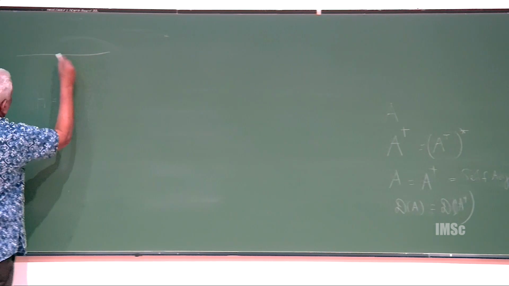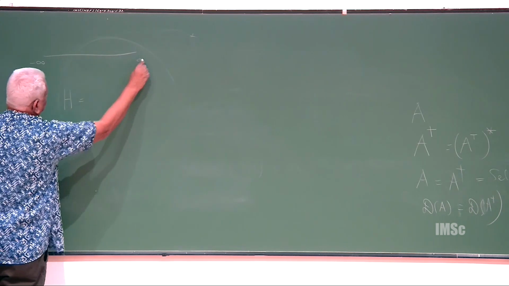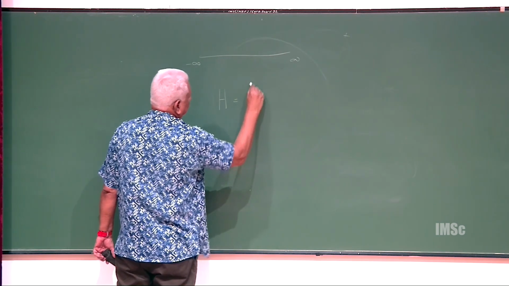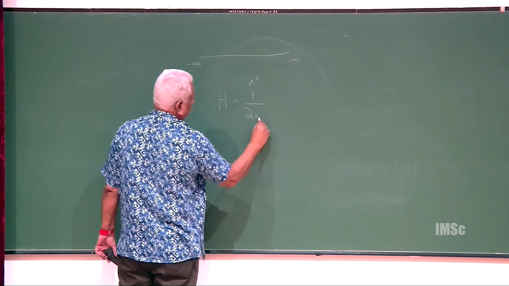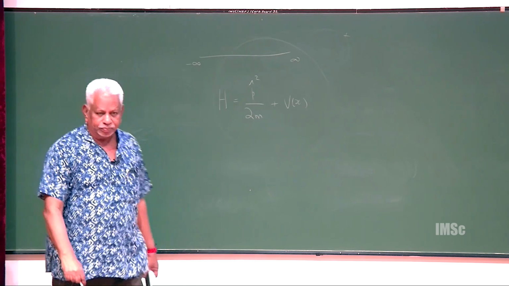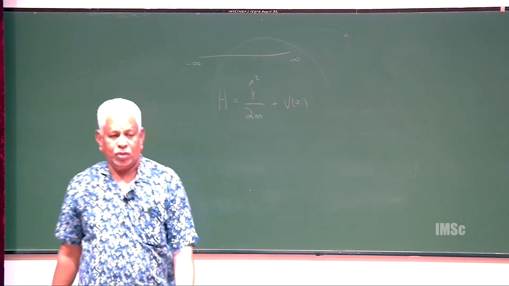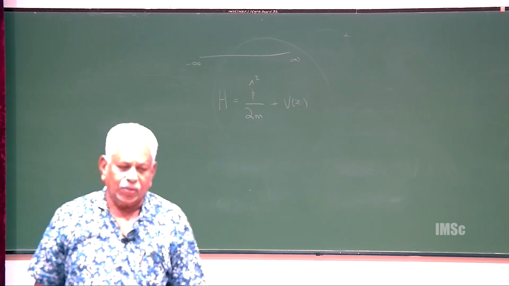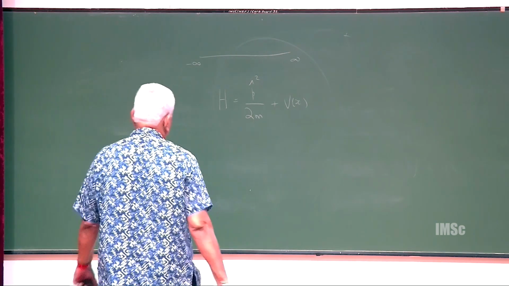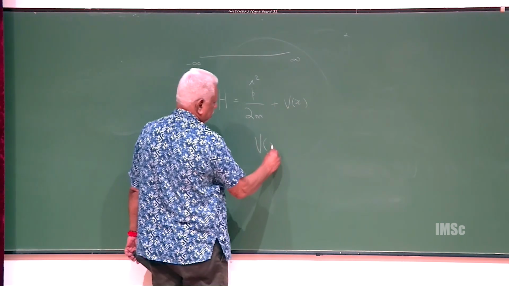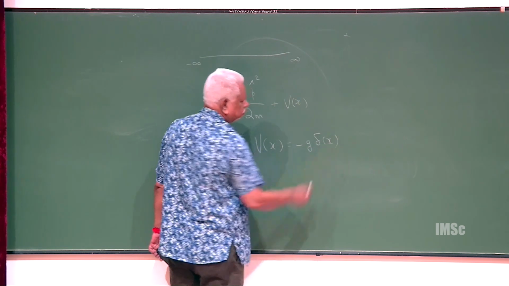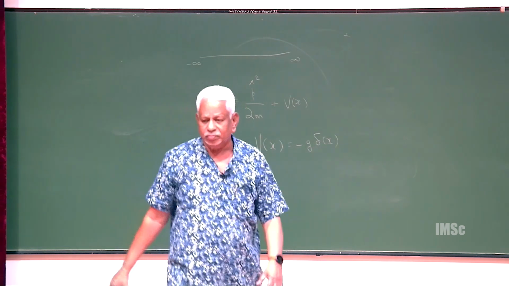again R, which is minus infinity to plus infinity, and the potential, I have to give you the potential. This is a very peculiar potential which was cooked up by Dirac, and that potential is minus G delta function.